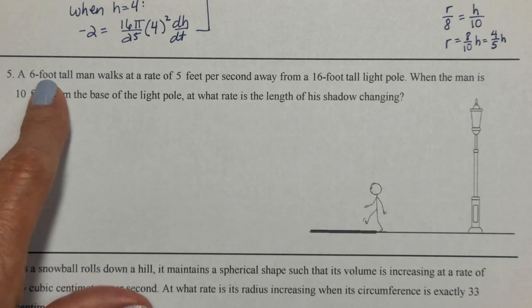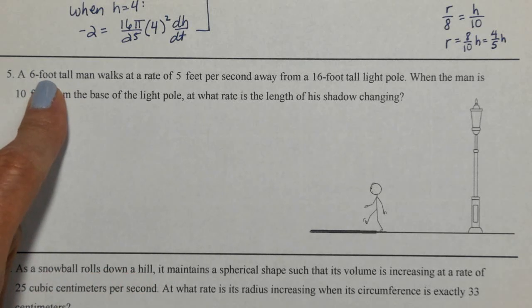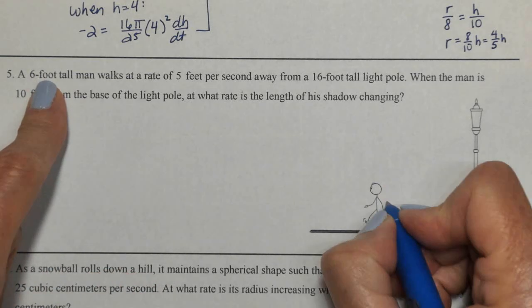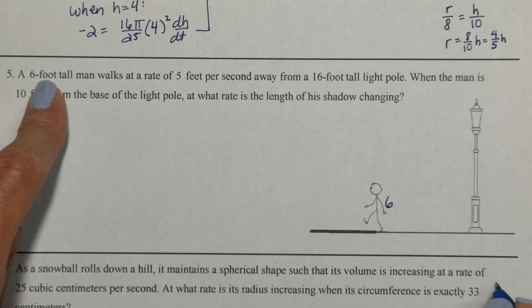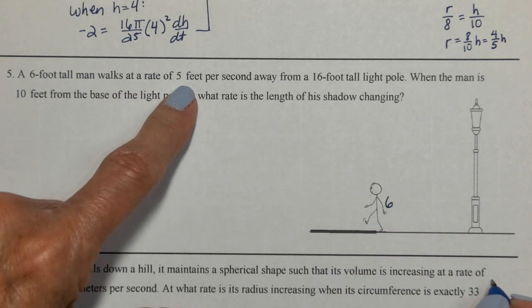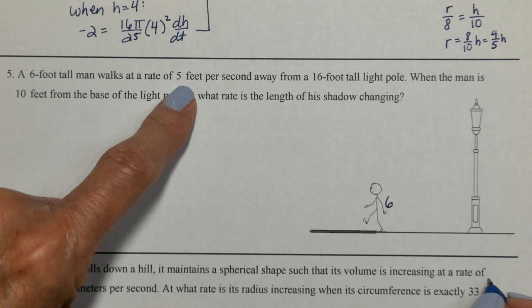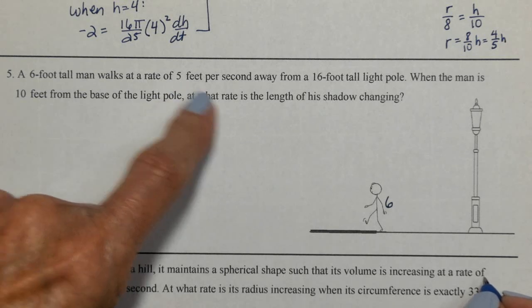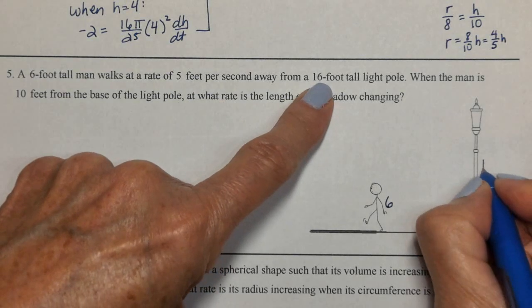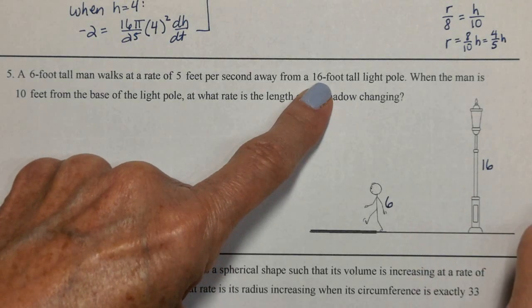The man is 6 feet tall, and that's not going to change. He's going to stay 6 feet tall throughout this whole problem. He walks at a rate of 5 feet per second away from a 16-foot tall light pole. The light pole is 16 feet tall, and that's not going to change in this problem.